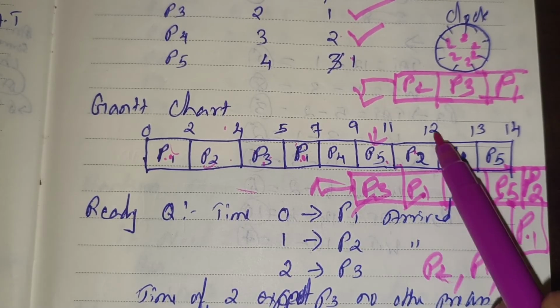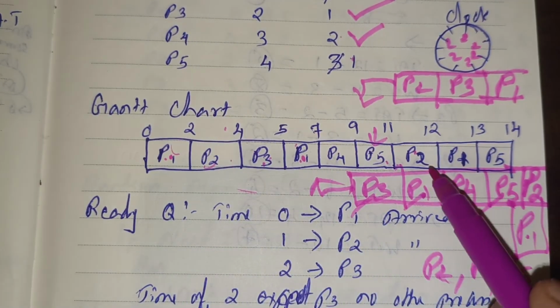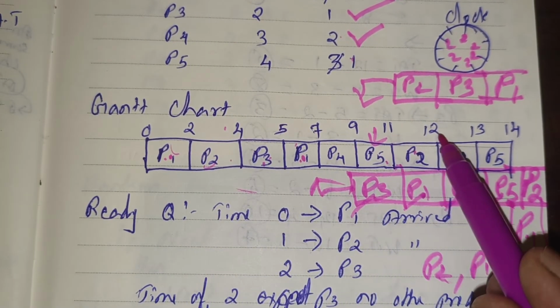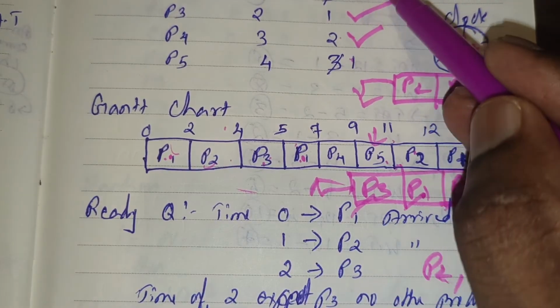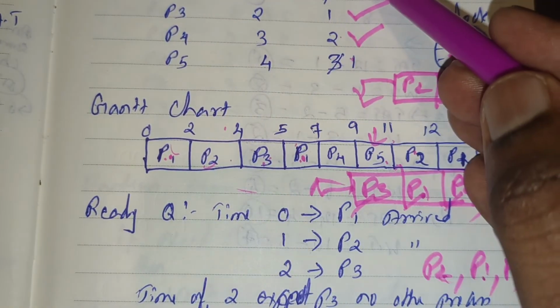So P5 exits, again P2 comes inside. How many left for P2? Only 1. So P2 will take 11 to 12, only 1. After this is also over, who is coming inside after P2? P1. P1 also has only 1 left.